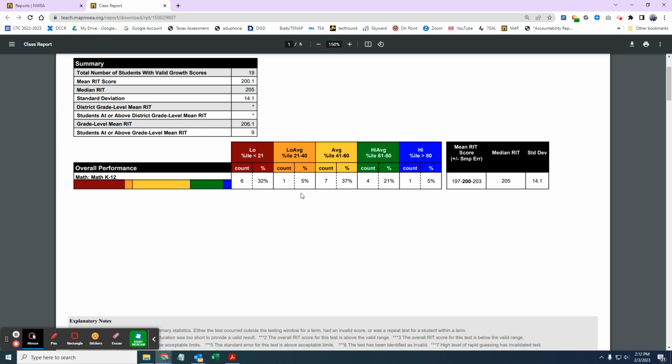Low average, we have 1. Average, which is the 41st to 60th percentile, we have 7 students. We have 4 of them that are sitting on the higher than average part, 4, and then we have 1 that is greater than the 80th percentile.